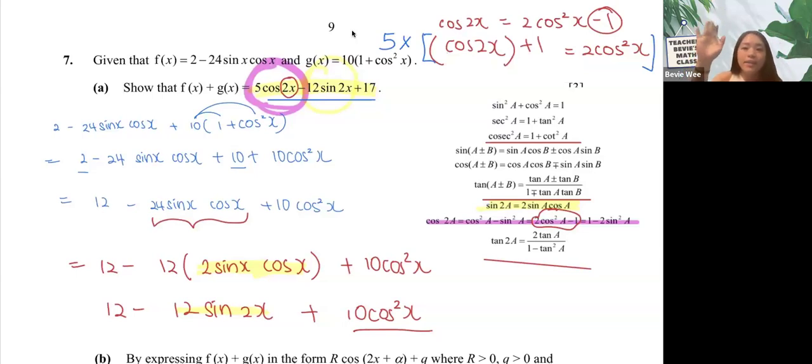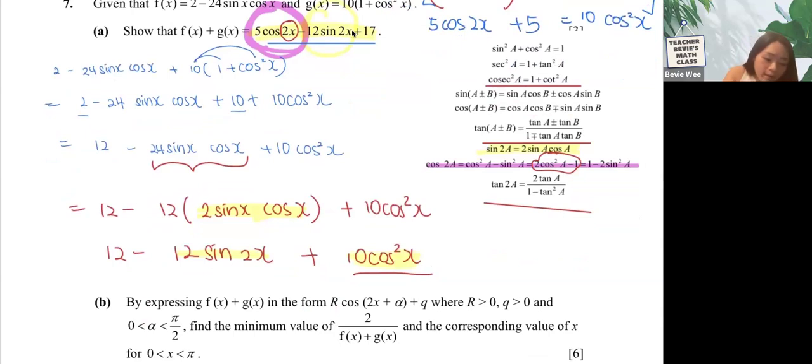All okay, so I will times 5. I get 10 cos square x equals 5 cos 2x plus 5. Don't forget about the plus 5. Do you have a 10 cos square x now? Yes, and I'm going to plug it inside here. Can I rewrite now? 12 minus 12 sine 2x plus your 10 cos square x. You already did the manipulation on top, right? It gives you 5 cos 2x plus 5.